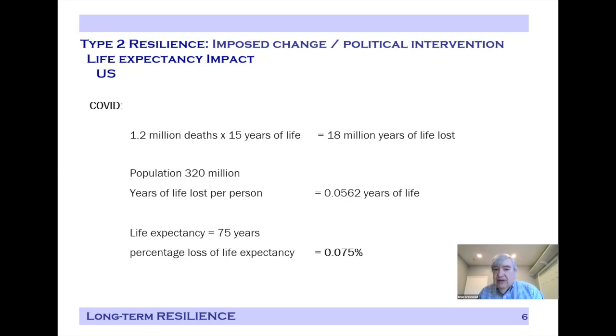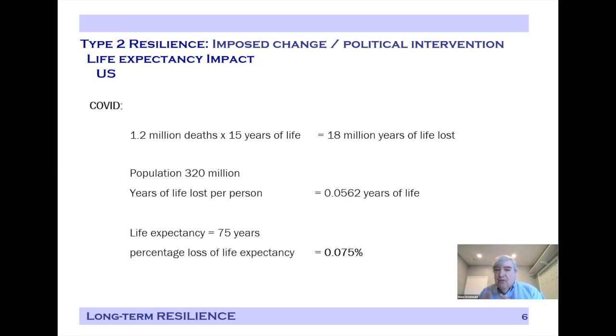There's a population of roughly 320 million. So it's about 1/17 of a year, which is actually 0.0562 years of life that's lost. That's compared to 7 years in the long-term resilience issue. It's just an order of magnitude difference. If you have a life expectancy of 75 years, the loss of life expectancy is under 0.1%. It's just not the same thing.